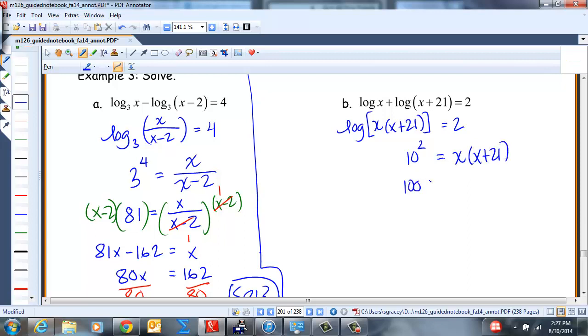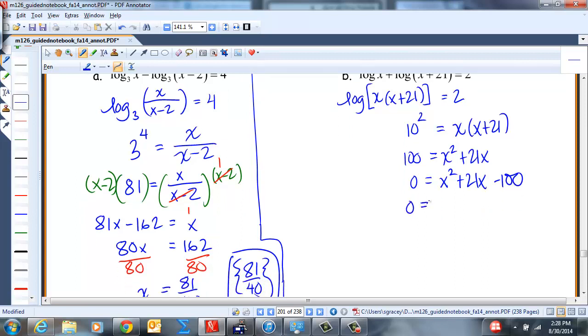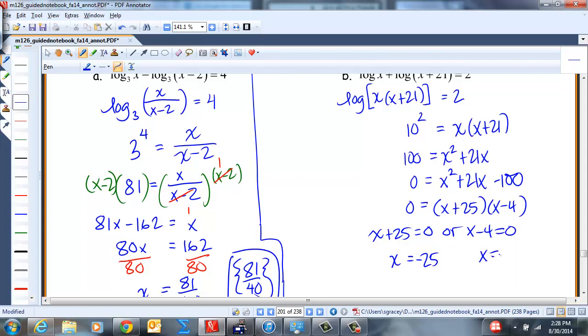So then we'll get 100 is x squared plus 21 times x. 0 is x squared plus 21x minus 100. Let's see, 25 and 4 is 100, and so this will factor as x plus 25 times x minus 4. So x plus 25 is 0, or x minus 4 is 0. So this would give us x is negative 25 or x is 4.